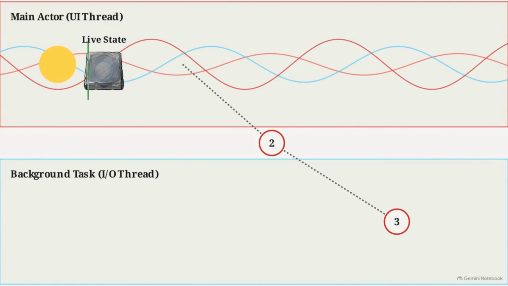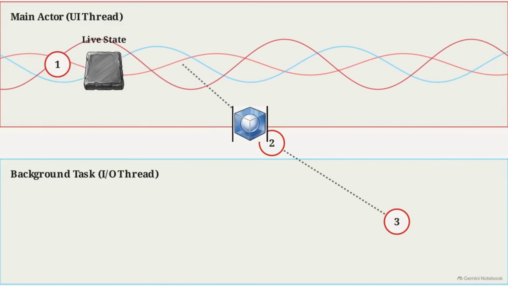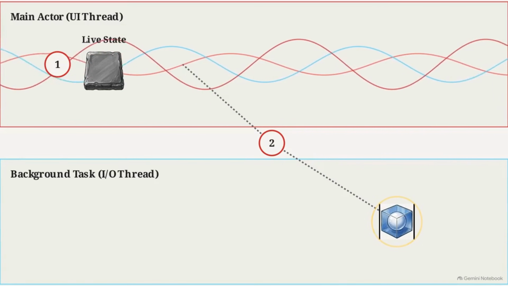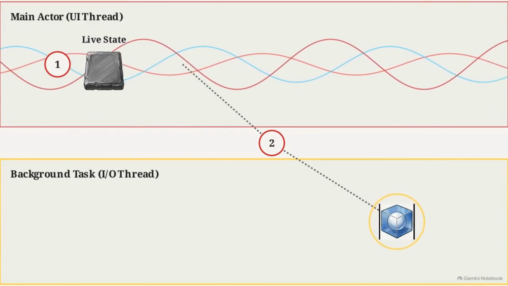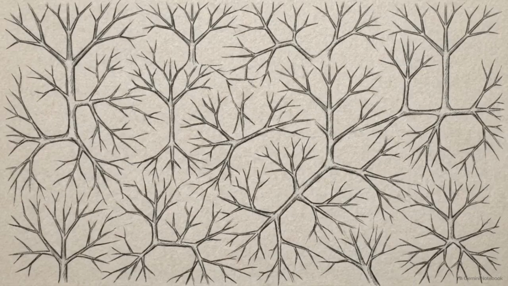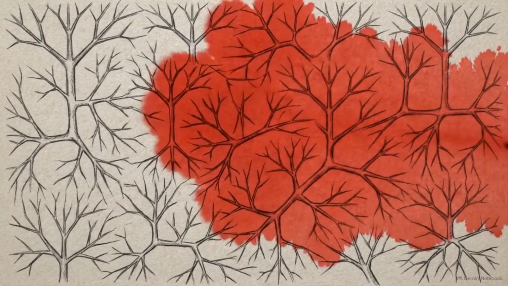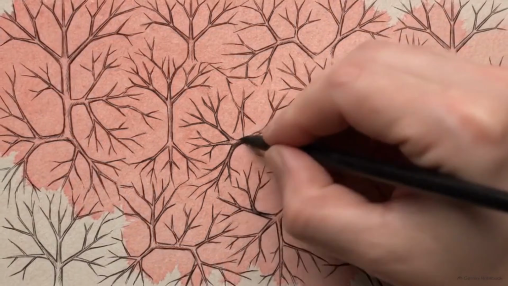First, on the main actor, the system calls a snapshot method, creating an immutable copy of the state. Because this copy is brief, the UI thread is immediately released. The user can continue working while file writing begins in the background. The system then hands this immutable snapshot to an asynchronous background writer, which handles the heavy encoding and disk access independently. But even when running securely in the background, rewriting an entire multi-gigabyte file package for every minor change is deeply inefficient.